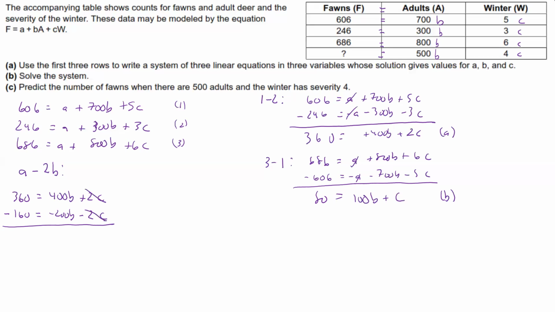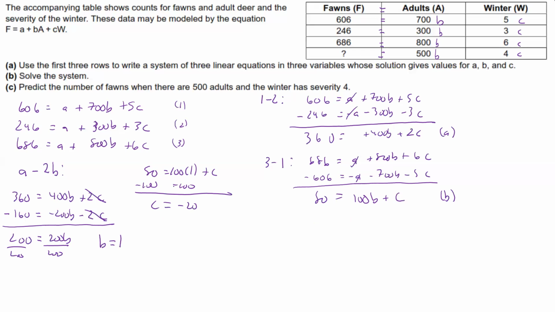Those canceled. Now 360 minus 160 is going to be 200 equals what? 200b. Divide by 200. So b is equal to 1. Now I can solve for c because it's going to be easy to plug into this one. If I plug in b equals 1, I'll have 80 equals 100 times 1 plus c. Subtract 100. So it looks like c equals negative 20.